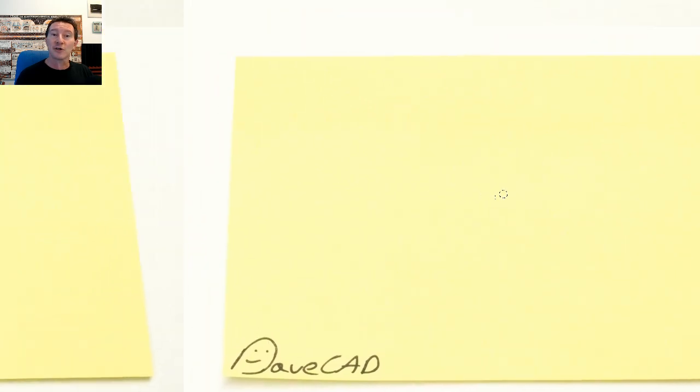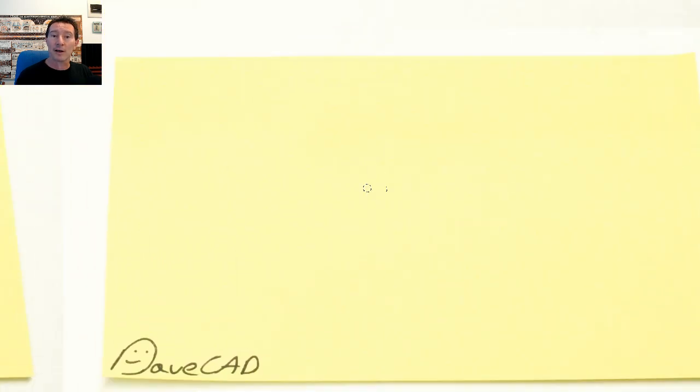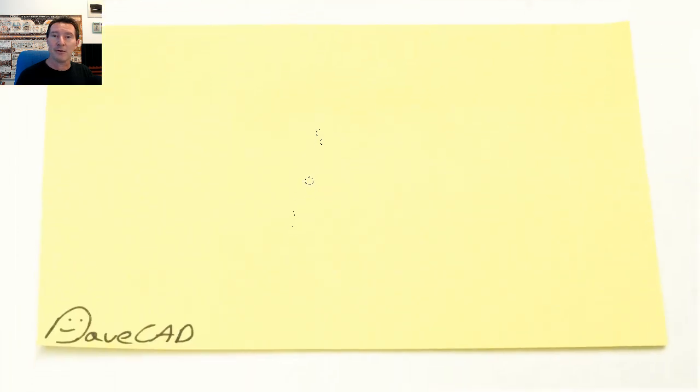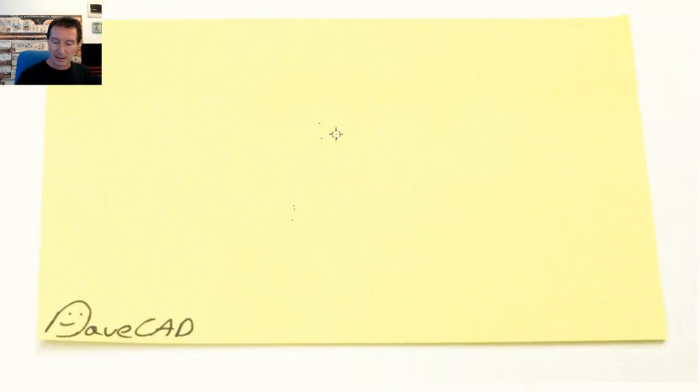But a lot of people said they want to see my facial expressions as I'm drawing stuff and things like that. Anyway, this is a bit different to what I did before. I can still pan around my DaveCAD and stuff like that. Oh, see, I reckon that's a bug. I reckon there's a bug in there, that bug in Smooth Draw.